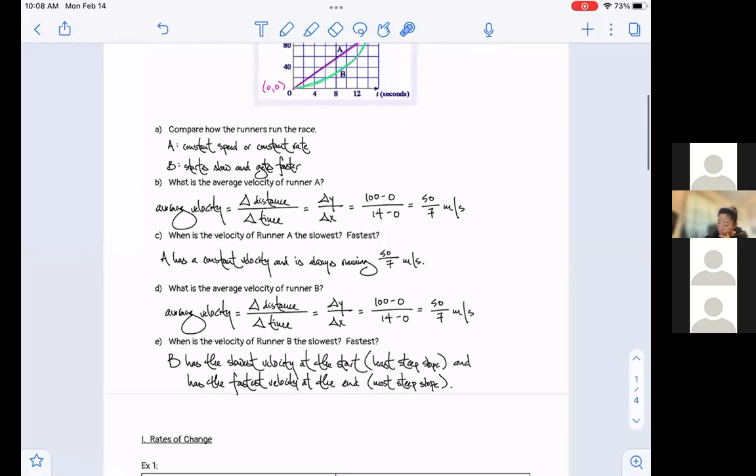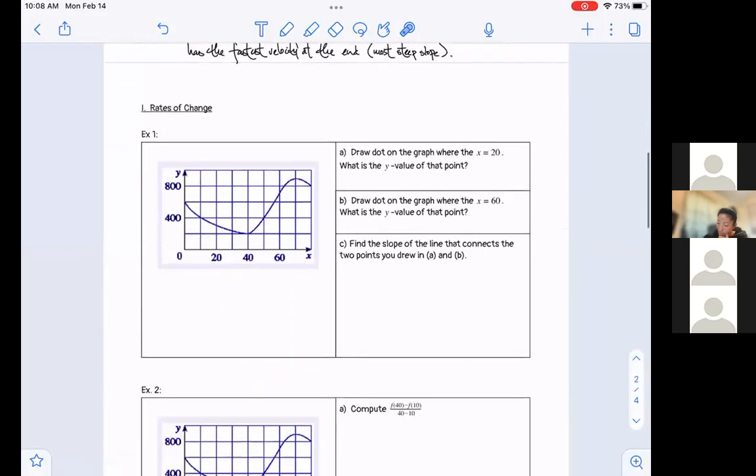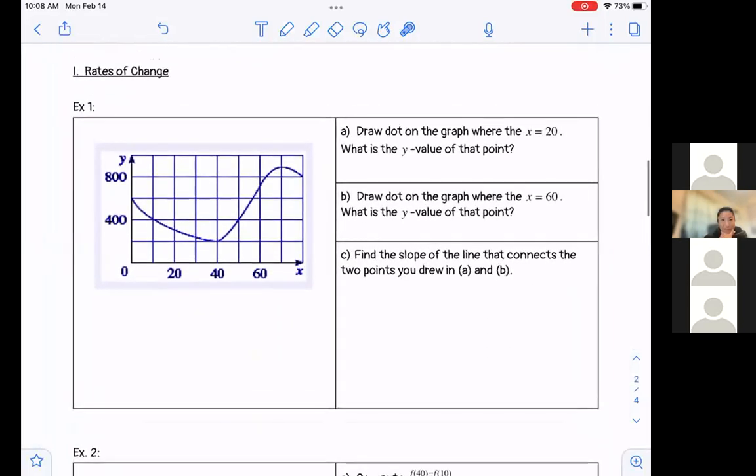All right, so let's take a look at more pictures, right? So we've got example 1 right here, and it says, draw a dot on the graph where x equals 20. What is the y value of that point? All right. And so let's take a moment, and whatever you think that y value is, go ahead and type that into the chat.